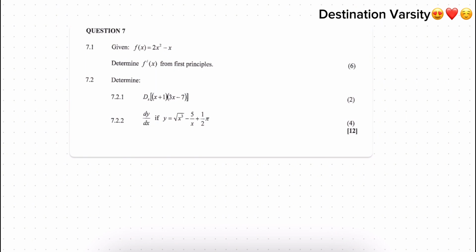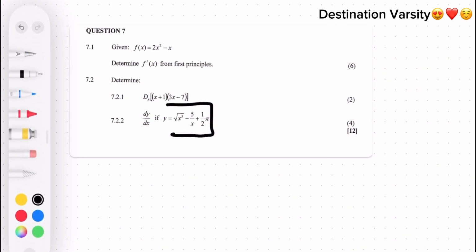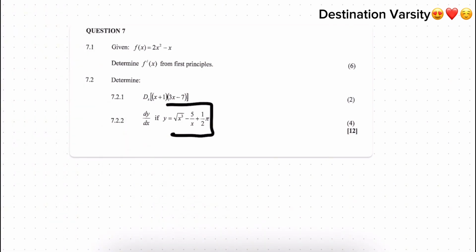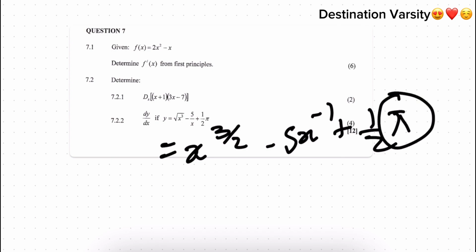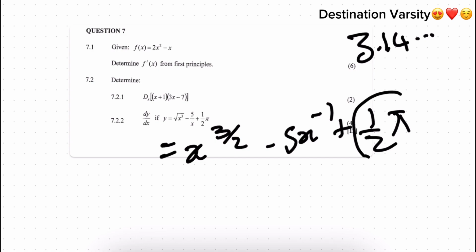Okay, cool. Let's make this in standard form again. You know our standard form is like this. It should be x to the 3 over 2, minus 5x to the minus 1, plus half pi. Don't be conflicted by this pi. Pi is a number, 3.14 something. So this is more like a constant. You know the derivative of this thing will go to 0, right? So don't be conflicted by that.